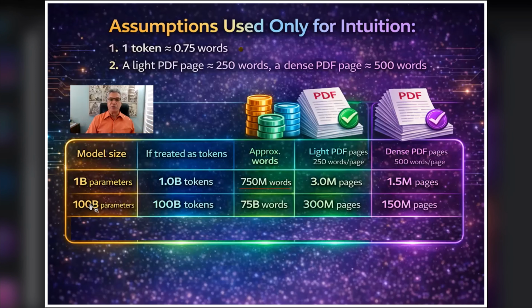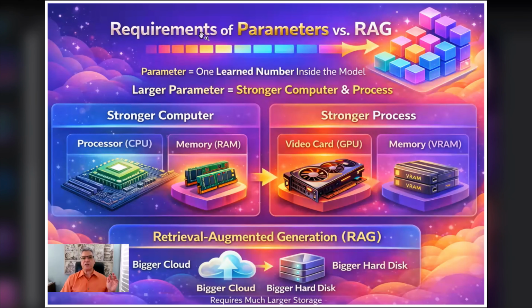And if you go with 100 billion, you multiply that by 100, but most of the time we really don't go into the 100 billion, at least for what we're going to be using. So most likely we're going to be going with maybe a 3 billion model. Now let's talk about the requirement for the parameter versus the RAG. As we said, the parameter is one learned number inside the model. And so the more parameters you need, the stronger computer you're going to need.